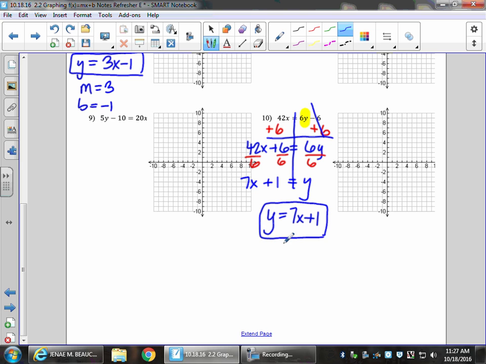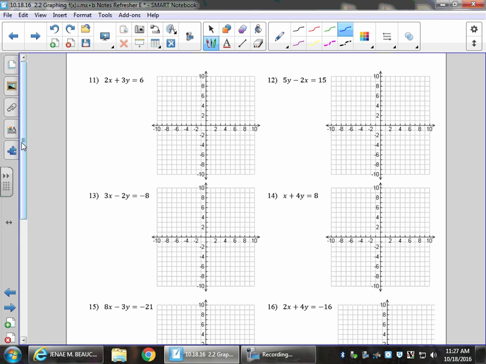What's m? And what's b? 2 more, and then you're on your own. I believe 13 and 14. Go look at 13 and 14. Yes, 13 and 14.